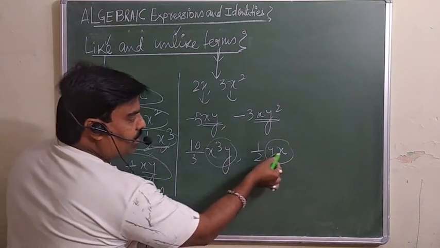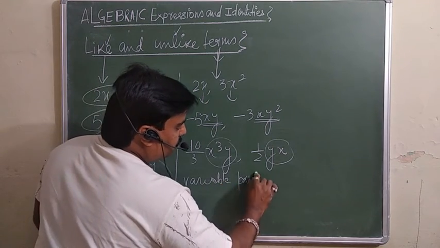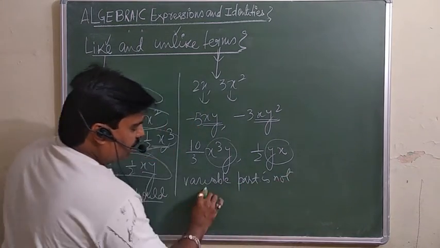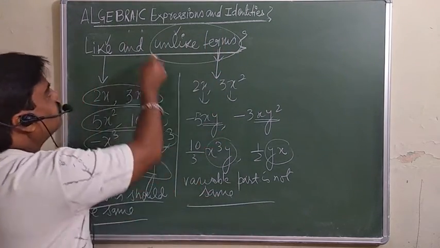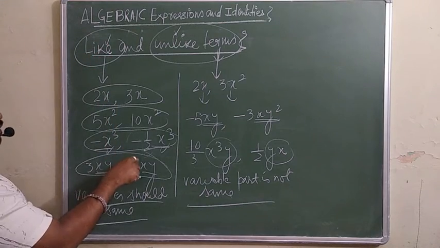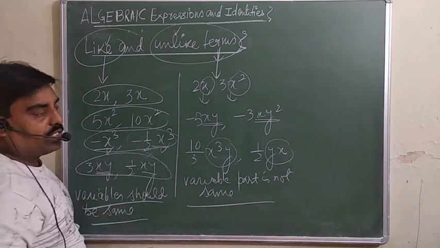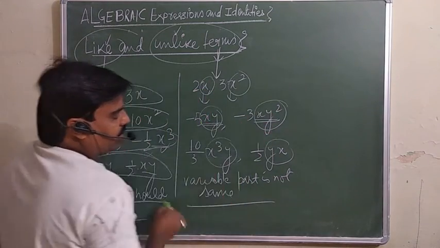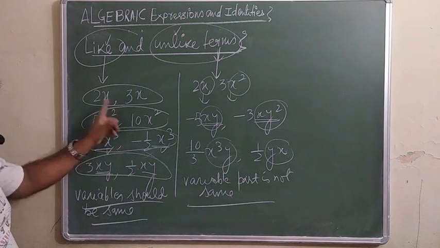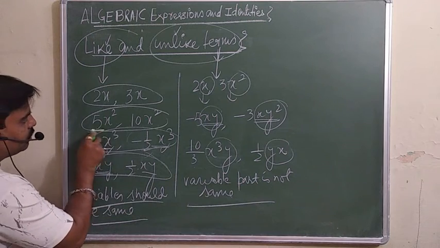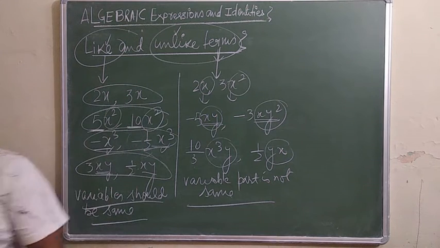Means if the variable part is not same, if it is not same, then they are known as unlike terms. These are the unlike terms and these are the like terms. So in unlike, what is there? The variable part is not same. Here is x and here is x square. Here is xy, here is xy square. Here is x cube y, here is yx. So these are unlike. To become like, the variable part should be same. We are not worried about the constant. We are worried about the variable only. Have a look.